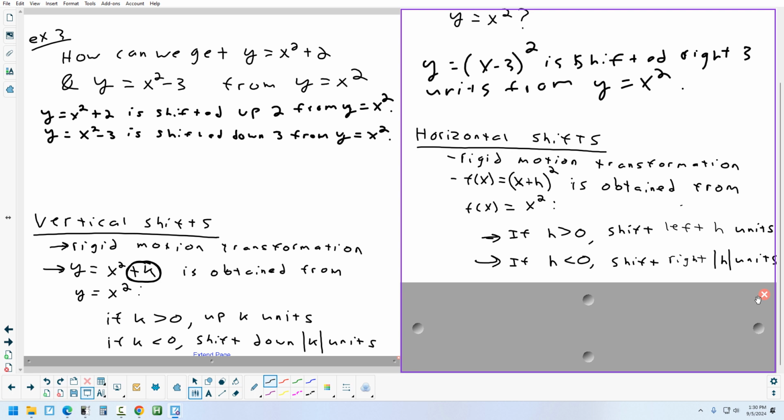There's different ways you can remember it, but this is how I remember it. If h is greater than 0, plus 3, plus 4, plus 10, a plus is going to shift it left. If h is less than 0, -2, -10, -50, a negative number is going to shift it to the right. So positive numbers shift left, negative numbers shift right. And mixing that up is something people do all the time.